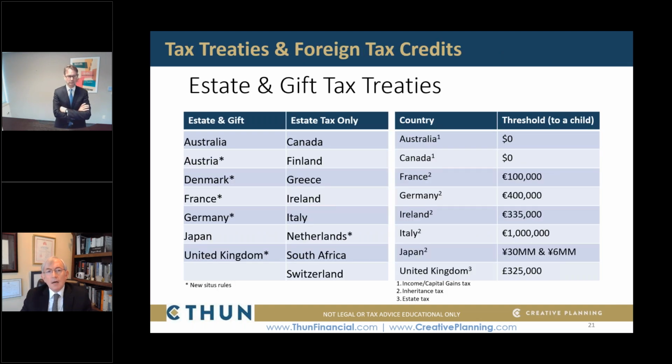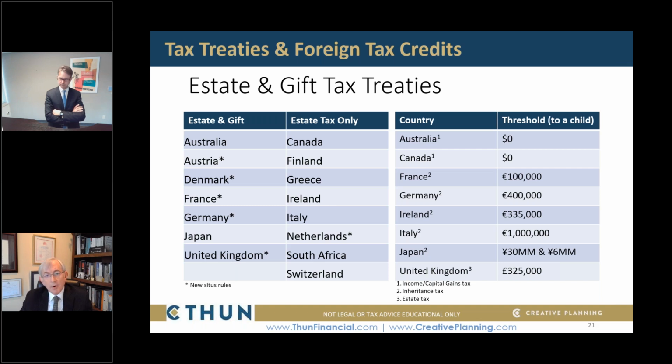So the US isn't the only country with estate and gift taxes. And the US has estate and gift tax treaties with a number of countries, but really not very many. So we've listed here the 7 countries with which there's an estate and gift tax treaty, and the 8 countries where the treaties cover estate taxes only.